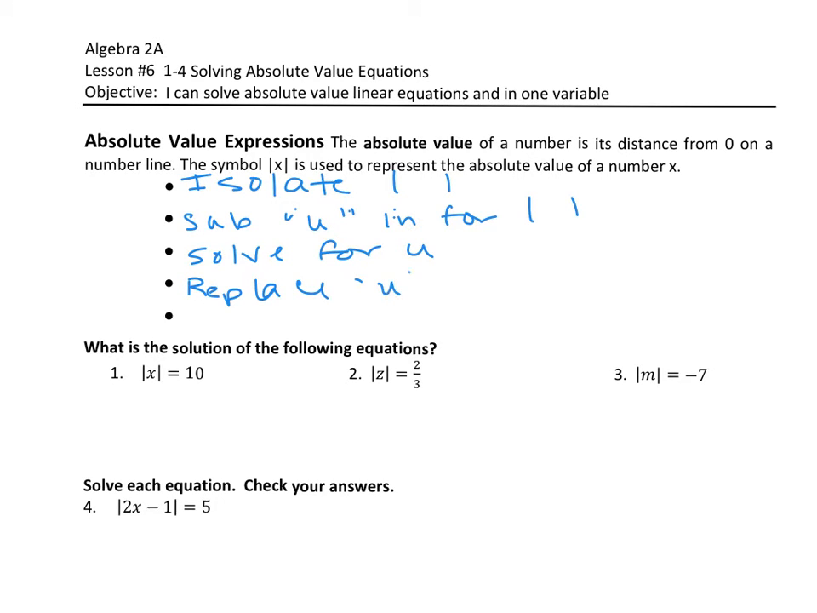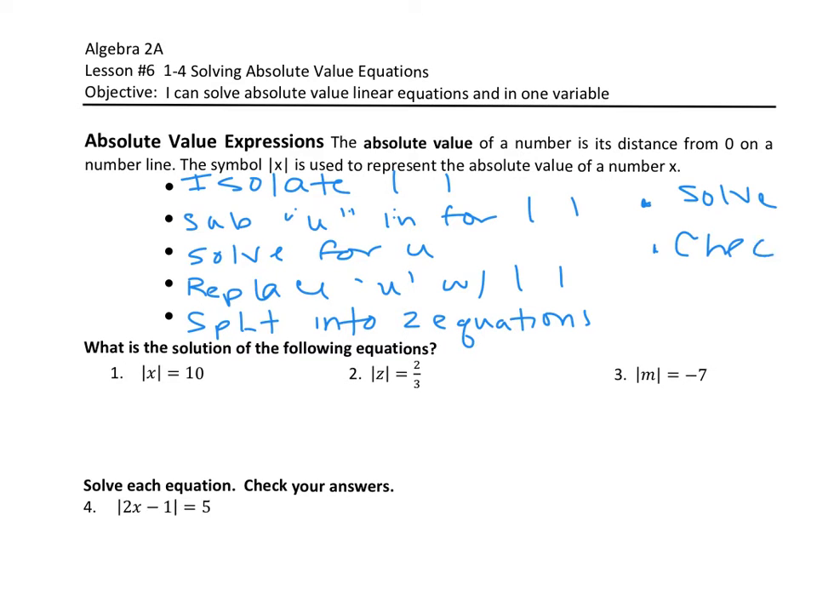And then U is isolated, and you've solved for U, so we're going to replace U with the bars. We're going to put them back in. Then after that, we're going to split into 2 simple equations. Then we're going to solve, and then we're going to check our answers.